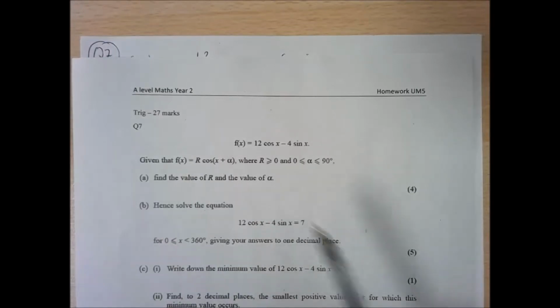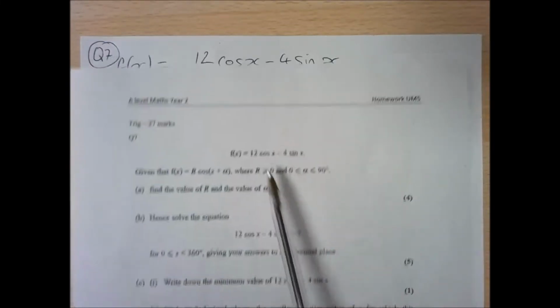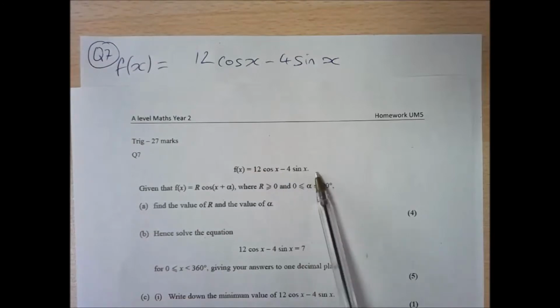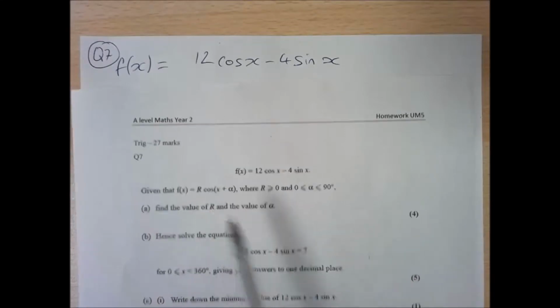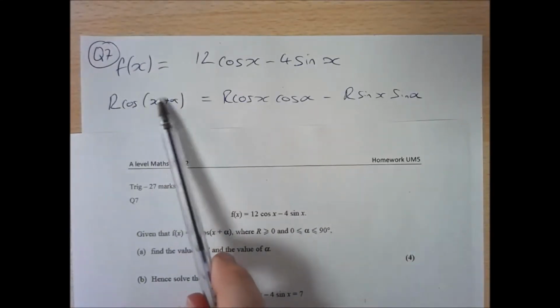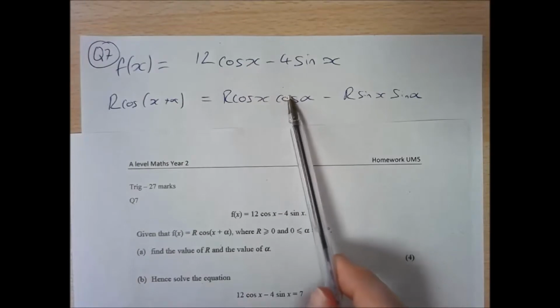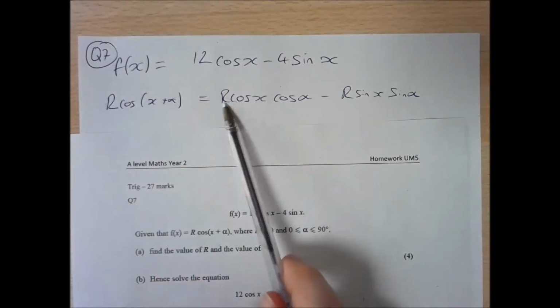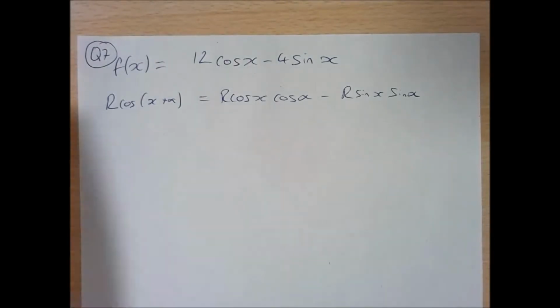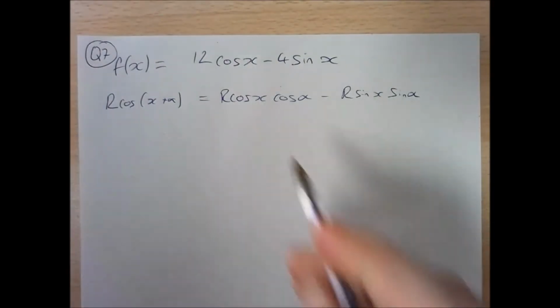So our first thing we're going to do is start off by writing out the function that they've given us. We're then going to use the formula book, using the a plus b expansion to expand this. So this is the cos a plus b, so we get cos a cos b minus sin a sin b, and multiplying this by r. Once we've got this, we can move forward to finishing off this question.